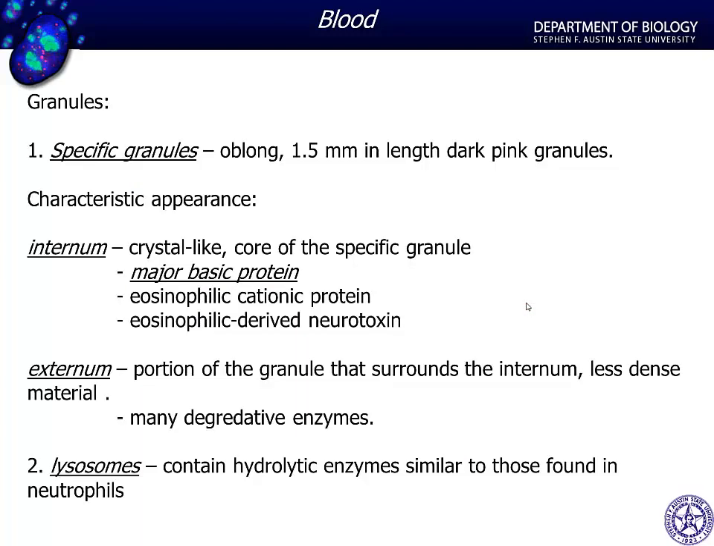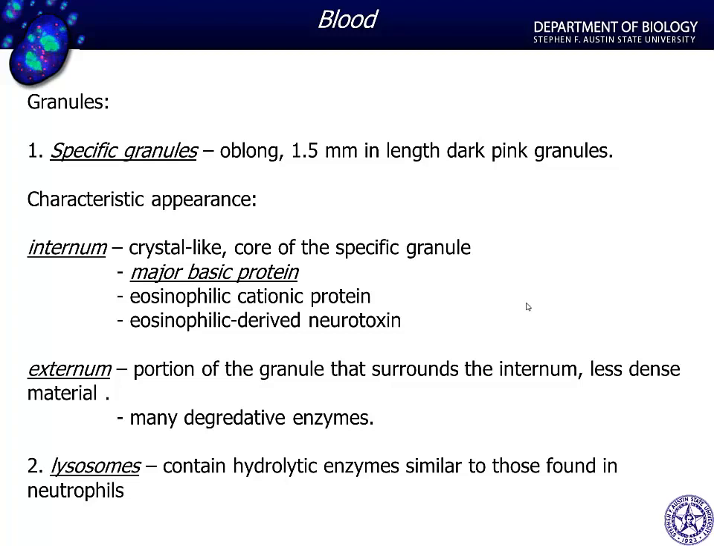Now again, as we look at these specific granules in the granulocytes, we're going to see that they're really comprised of 2 portions. We have the internum and the externum. These are going to be oblong structures, about 1.5 micrometers in length. That shouldn't be millimeters, it should be micrometers in length. And the internal crystal-like core is called the internum. And these are going to be proteins that are essentially stored in these granules. We have major basic protein, eosinophilic cationic protein, eosinophil-derived neurotoxin. All of these are going to be released again in response to pathogens.